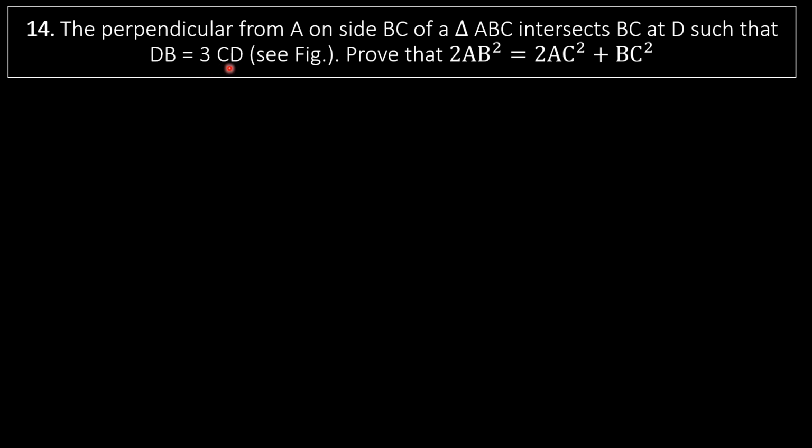DB is equal to thrice of CD, 3 times CD. Prove that twice of AB square is equal to twice of AC square plus BC square. Very important question this is also. So let's draw the diagram first.